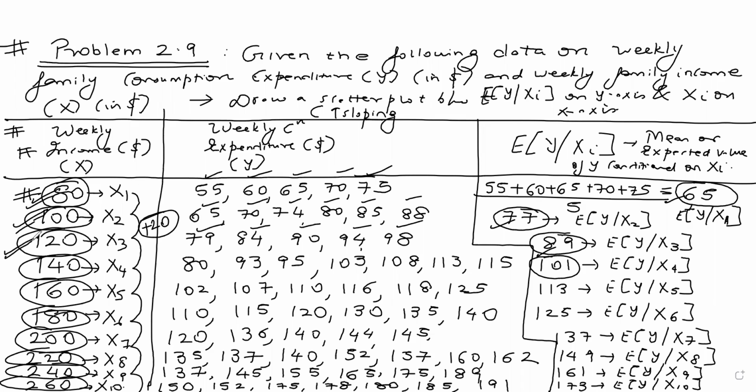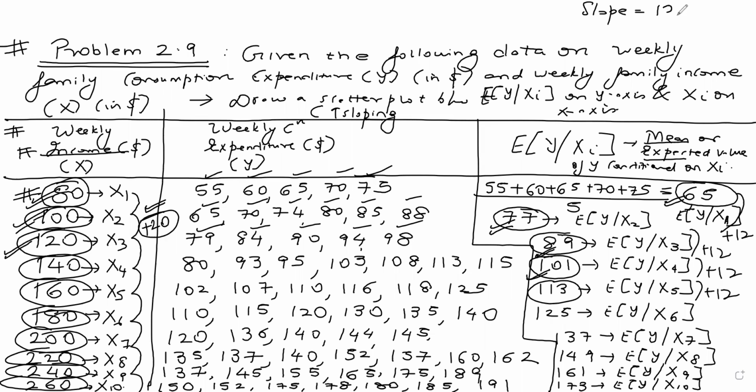So your mean or expected value of y on x is increasing by how much? 77 minus 65 is how much? 12. So it went up by 12. 89 minus 77, 12. 101 minus 89, 12. 113 minus 101, 12. So every time your weekly income goes up by 20, your mean or expected value of weekly expenditure goes up by 12.